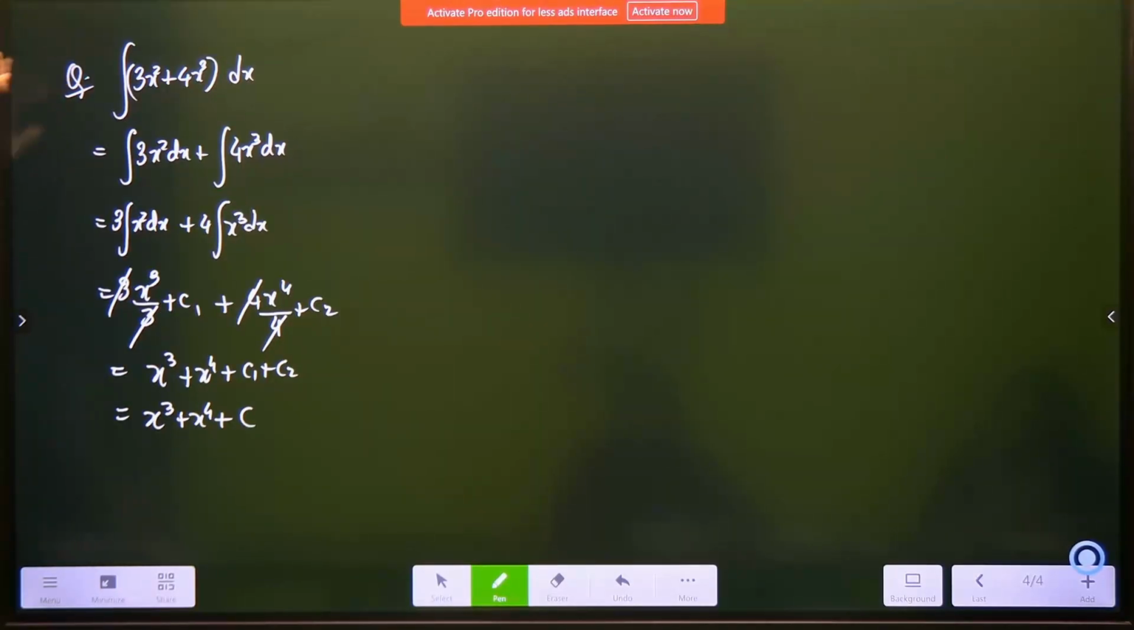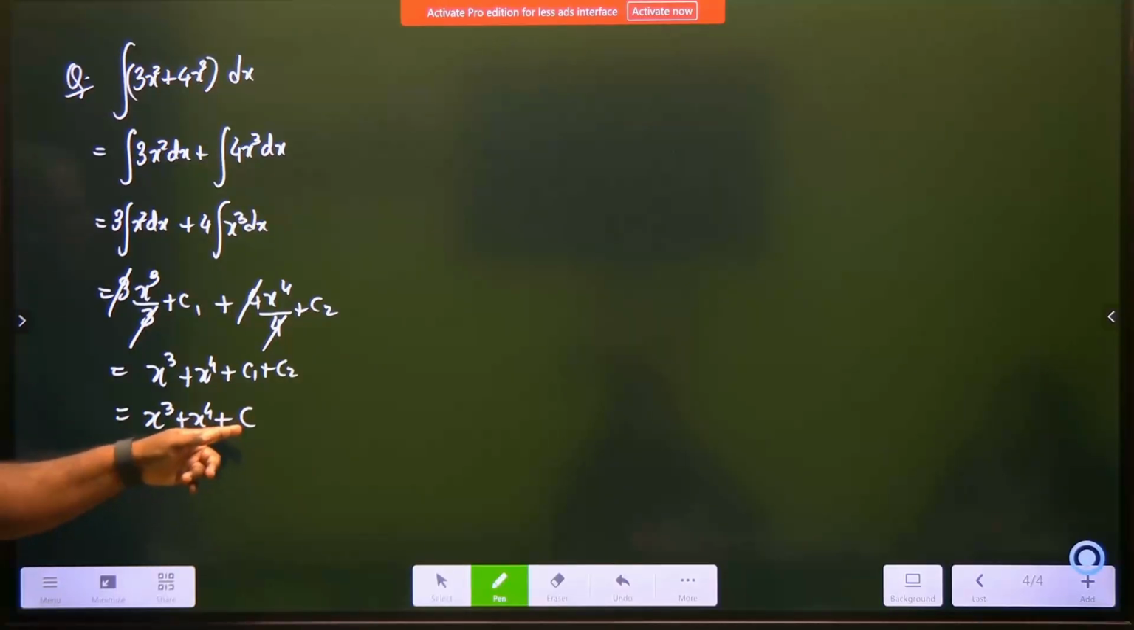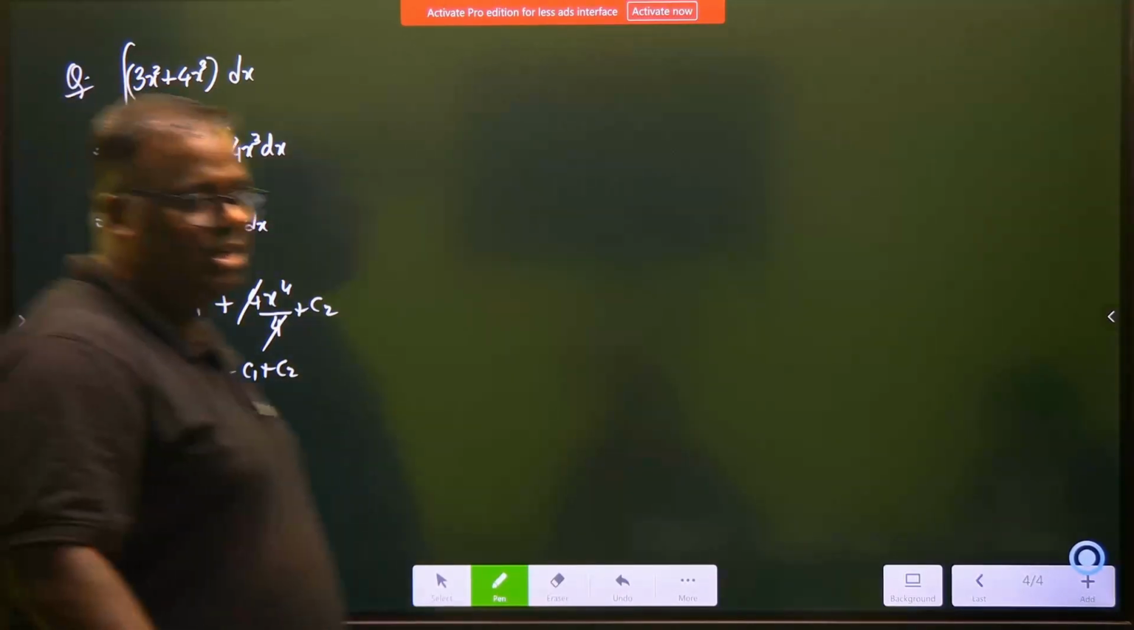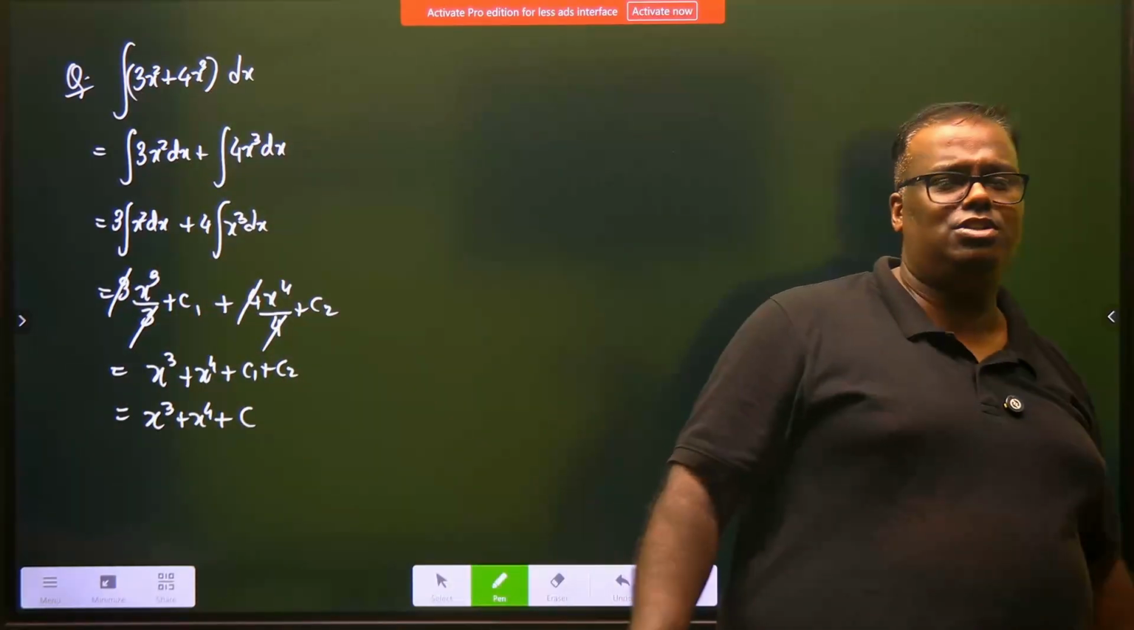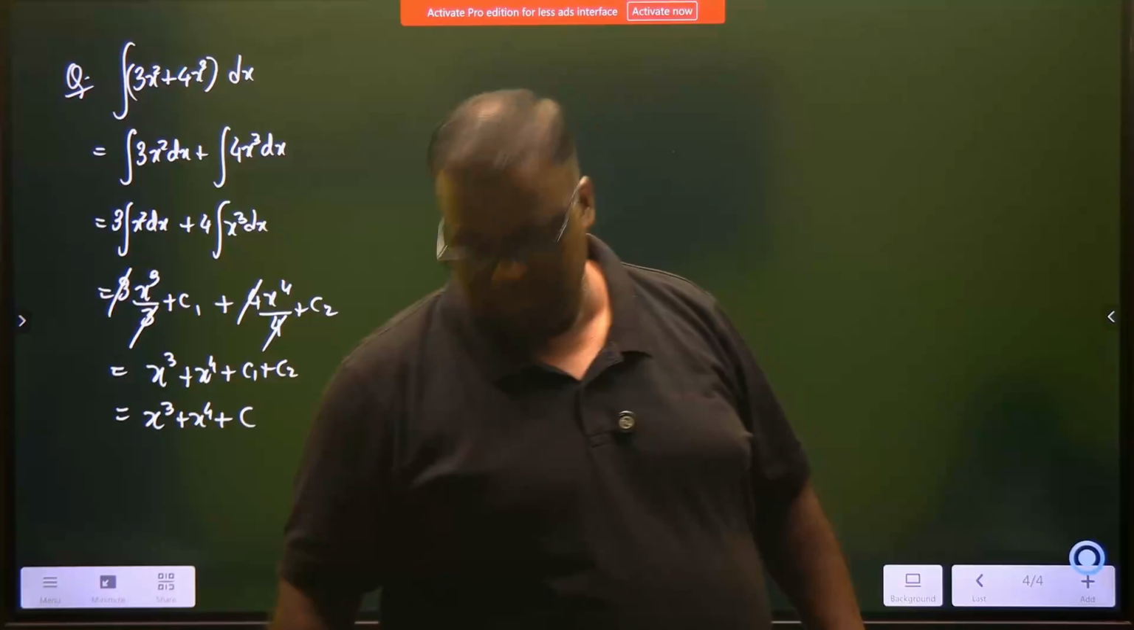Grandchild gave me grandfather. Let us differentiate this. Differentiate it: 3x squared plus 4x cubed. C is a constant whose differentiation is 0. Did you understand? Maybe a little bit. Did you understand? Very good.